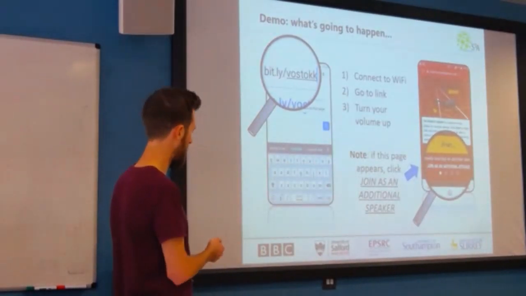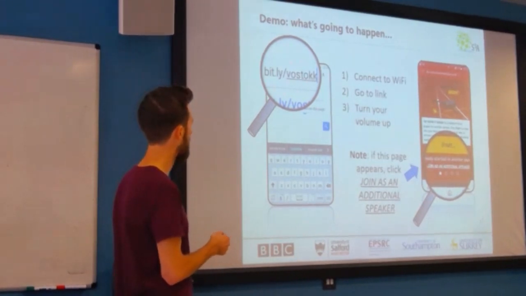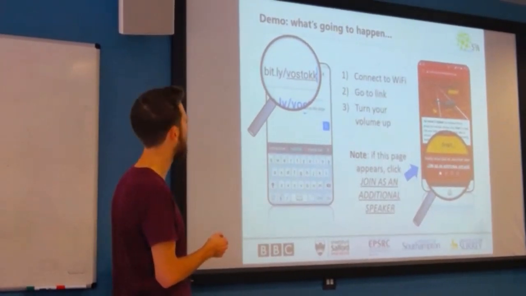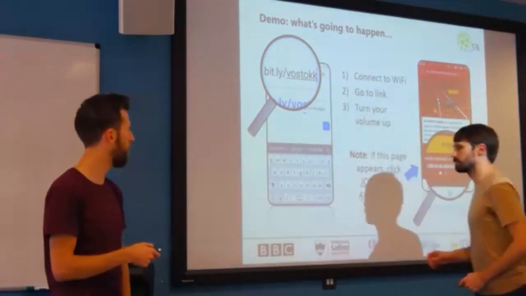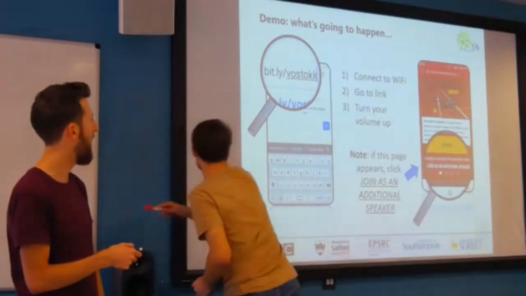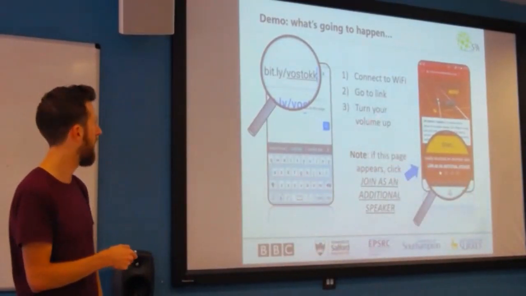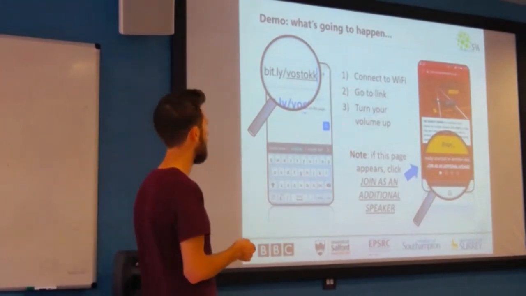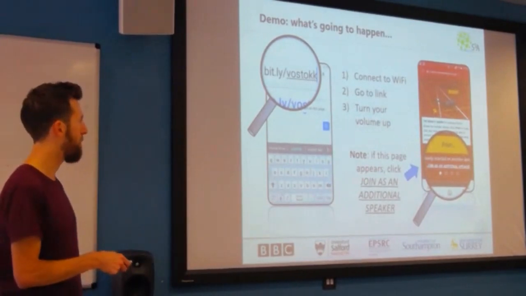But when you do connect, make sure you're on the Wi-Fi, go to this link. Just note there's a double K on the end of this. A lot of people miss that off. So bit.ly/vostok with a double K on the end will take you to the right page. And then make sure you've got your volume turned up, your media volume, that is, so you can hear what's happening.